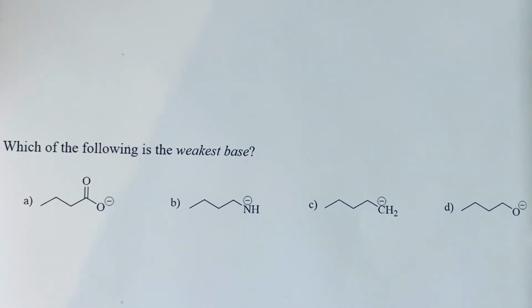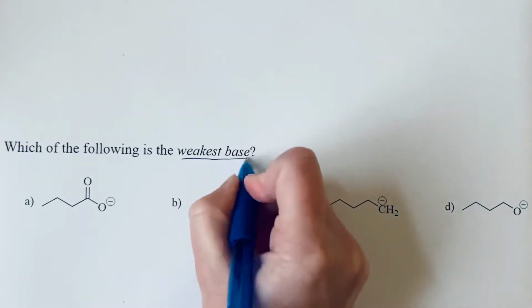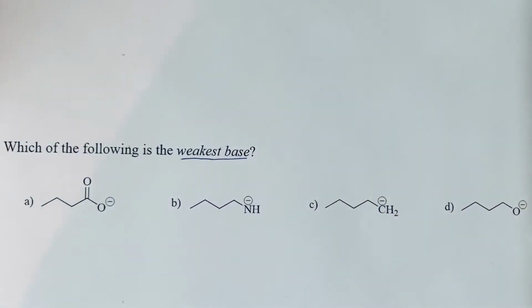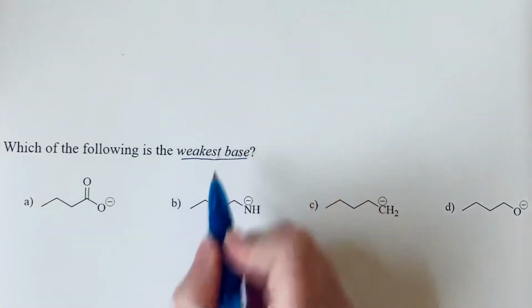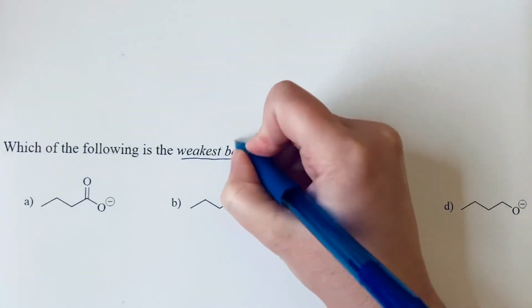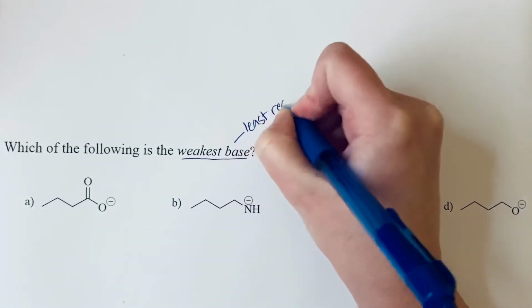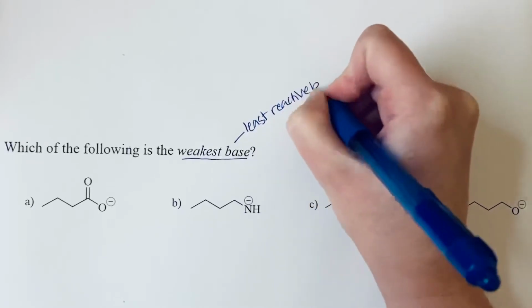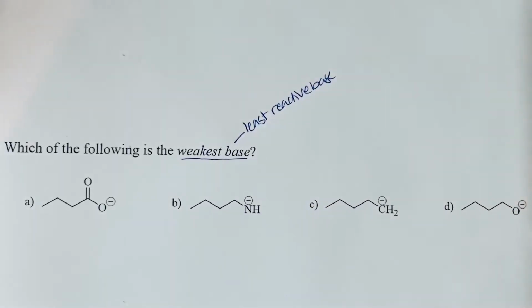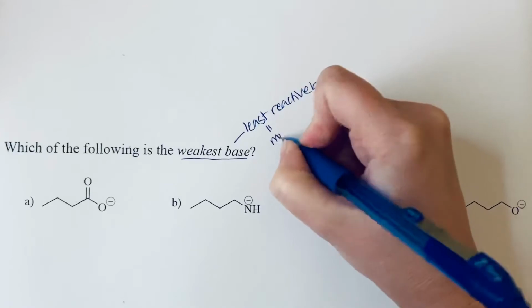Which of the following is the weakest base? So there are a couple different ways that we could approach this. And the one that works best for you would be the way I would advise you to look at this. So one of the things you could do is consider that the weakest base is the least reactive base. Another way to say that is that it is the most stable base.